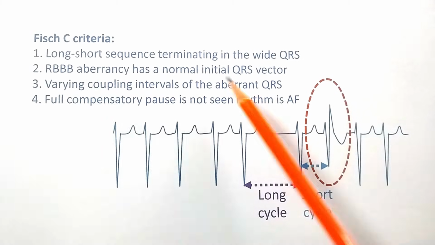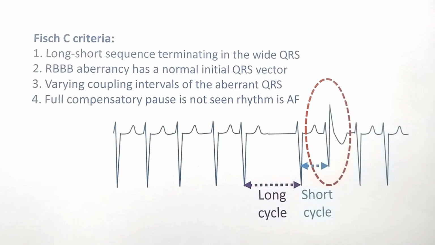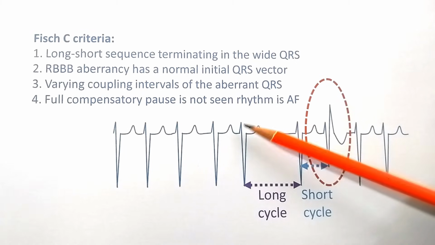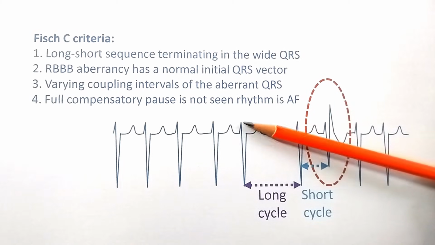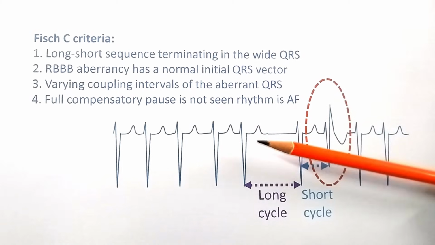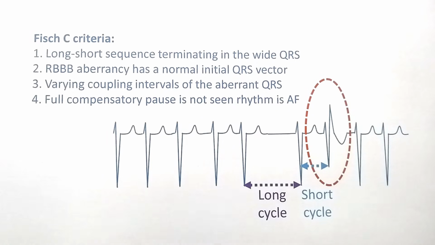Then the second criterion, right bundle branch block aberrancy has a normal initial vector. This is the normal initial vector, small r wave, and that is preserved. This will not be there if it is left bundle branch block aberrancy. We know that in V1, the initial vector is abnormal in left bundle branch block. If it is left bundle branch block, this initial vector will not be there. It will be a QS in V1. So, if it is RBB aberrancy, the initial QRS vector is preserved.